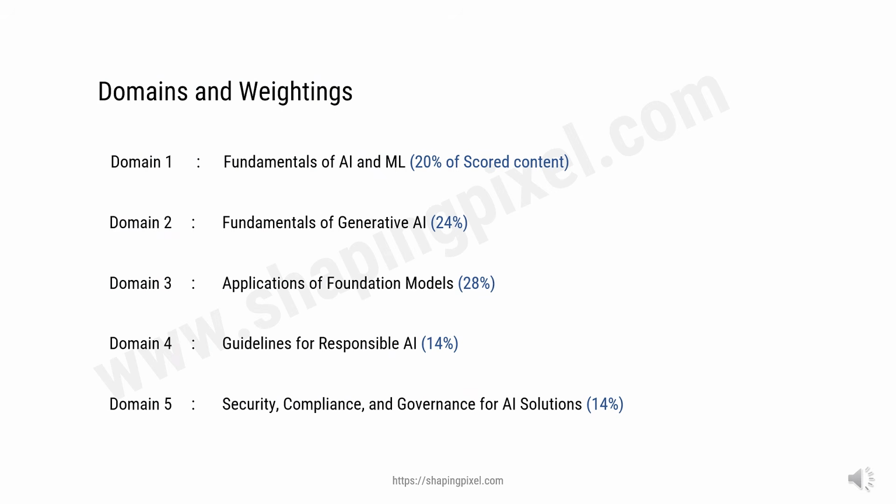Domains and weightings. Domain 1. Fundamentals of Artificial Intelligence and Machine Learning, 20%. Domain 2. Fundamentals of Generative AI, 24%. Domain 3. Applications of Foundation Models, 28%. Domain 4. Guidelines for Responsible AI, 14%. Domain 5. Security, Compliance, and Governance for AI Solutions, 14%.